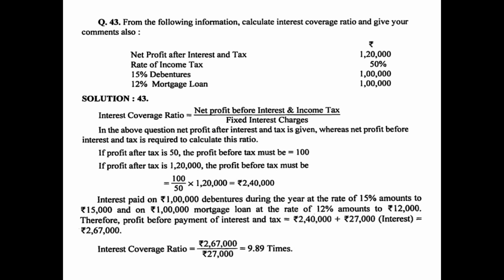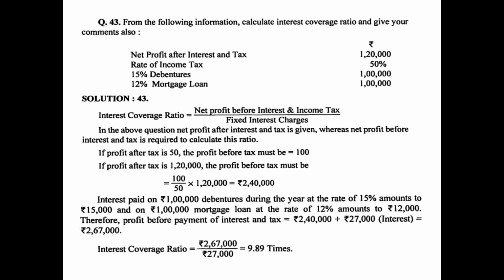If profit after tax is 50, the profit, because the rate is given, no? So if the profit after tax is 50, the profit before tax must be 100. Why? Because the rate is 50%. If profit after tax is 1,20,000, the profit before tax must be 100 upon 50 into 1,20,000, unitary method. So profit before tax will come to 2,40,000.